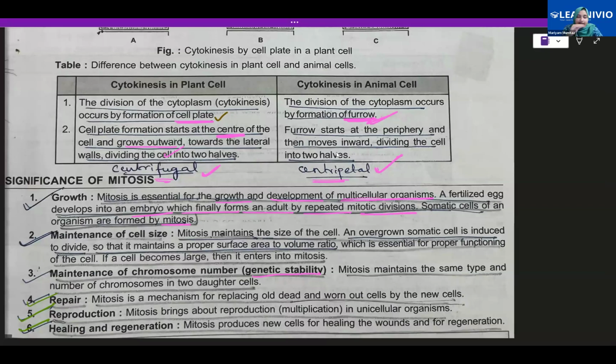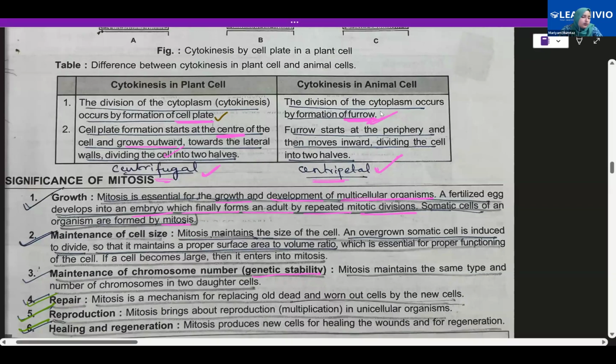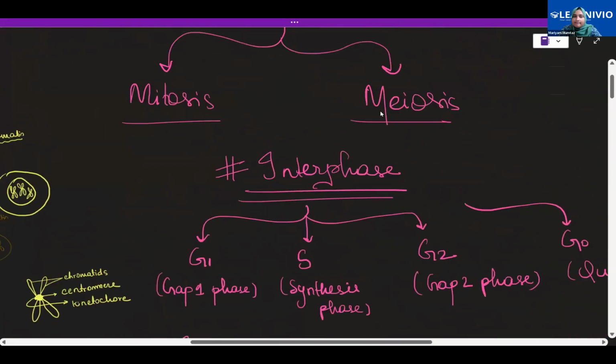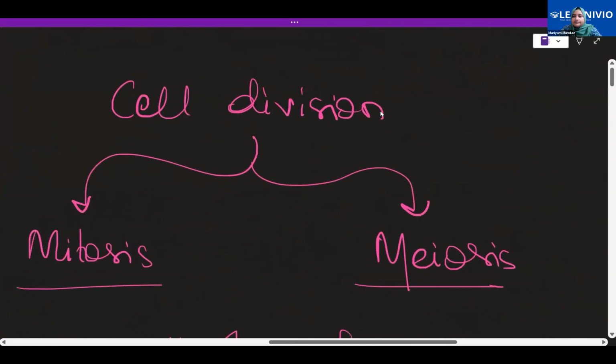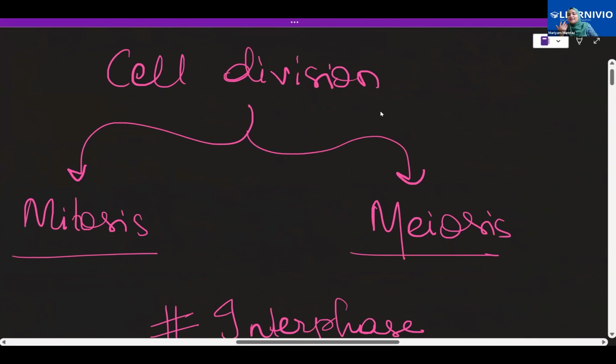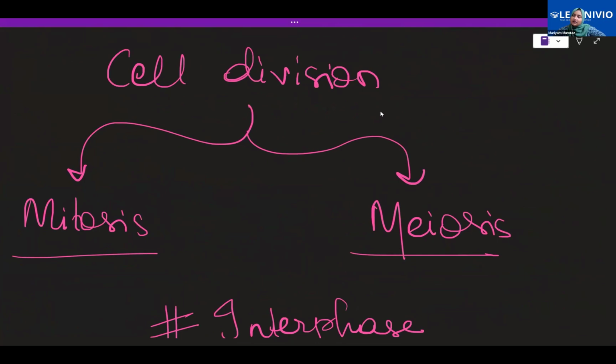So with this, we have completed the mitosis portion. So tell me one thing. Which type of division is mitosis called? Wow, very good. Which type of division is mitosis? Easiest question you'll get stuck on. Equational division, right? Yes, equational division.